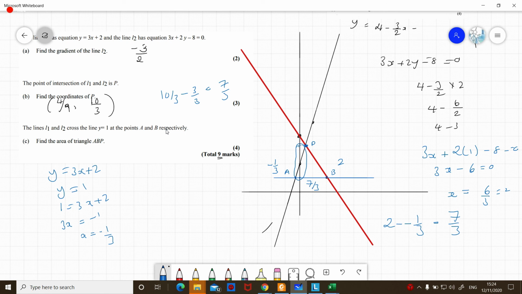So fantastic, the height is 7 over 3 and the base is 7 over 3, which is weird, but it happens. 7 over 3 times 7 over 3 times a half is equal to 7 times 7, which is 49. Back at your calculator, 7 over 3 times 7 over 3 times half gave me 49 over 18. That is my area, 49 over 18. And I hope that helps your question.